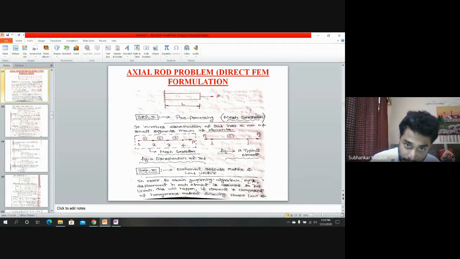You have to see the problem and then decide that yes, at this point support is there. Support means this nodal point will not move due to application of this force P. If I divide my given problem into 3 elements, then at node 1, U1 is 0. So U1 equal to 0 is my essential boundary condition for this problem. And at nodal point 4, the full load applied is P. That is my natural boundary condition.